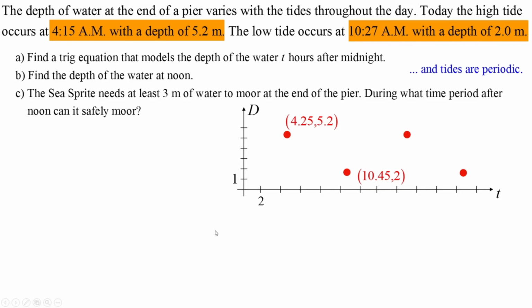So let's draw our sine wave. There it is. Look at that. Beautiful graph. And we have that graph understanding that tides are periodic and they only gave us 2 points. Okay, now find a trig equation that models the depth of the water t hours after midnight. Well, we graphed it right there. So now what's the equation? And it's just like the problems we've already done now.